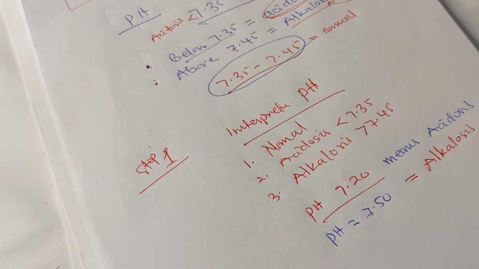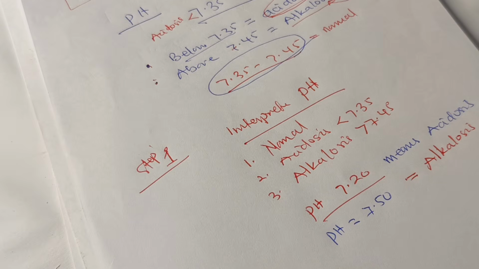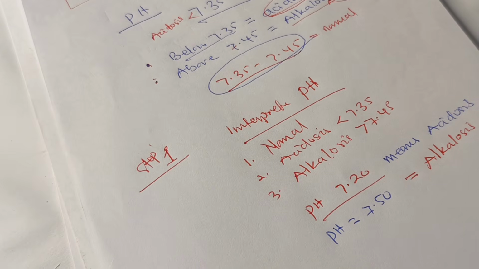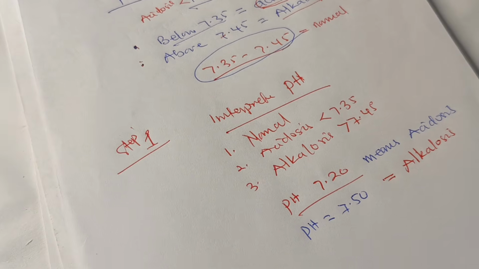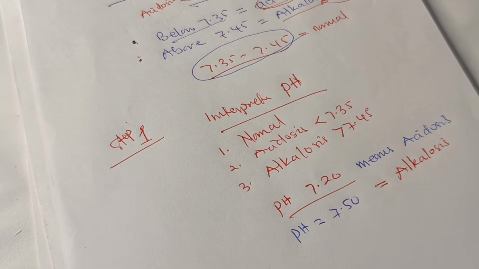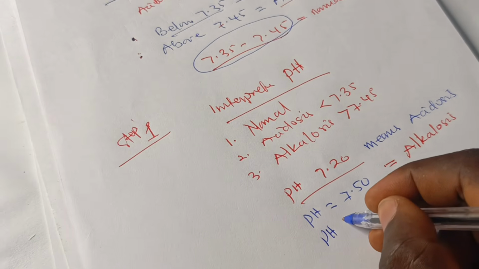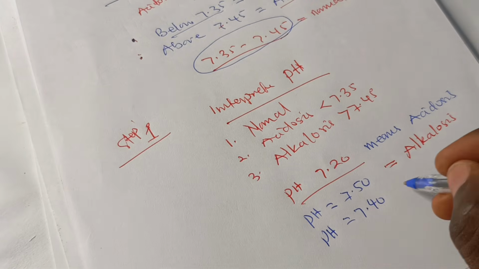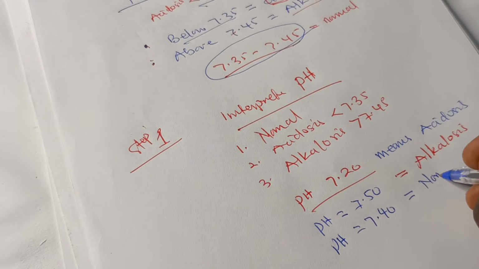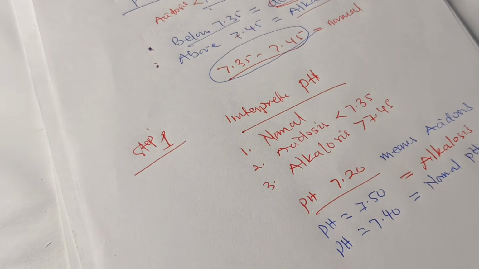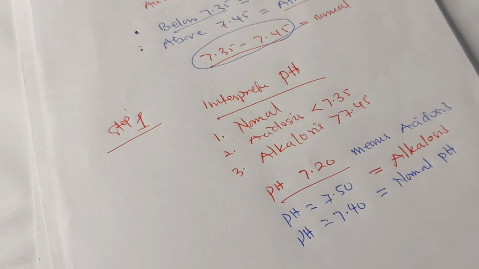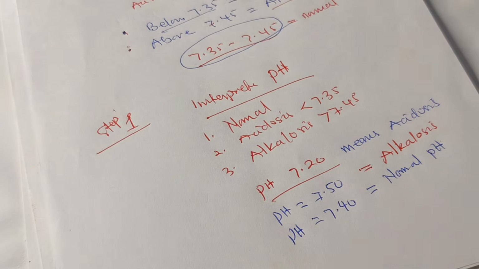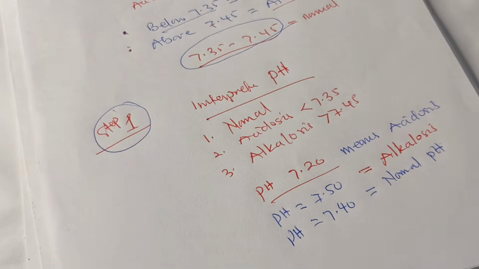So that's the first step. The first step is what? Interpret the pH and give it a meaning. What does it mean? Are you dealing with alkalosis? Are you dealing with acidosis? Or is it a normal value? So, for example, if you are given pH of, let's say, 7.40, what does this mean? It is a normal pH. It is that simple. That's the first step. Now, let's go to the second step.